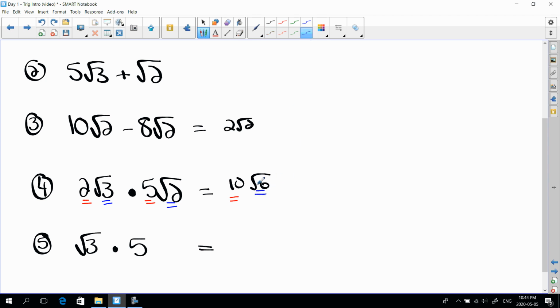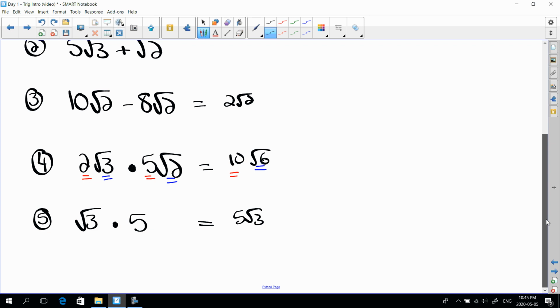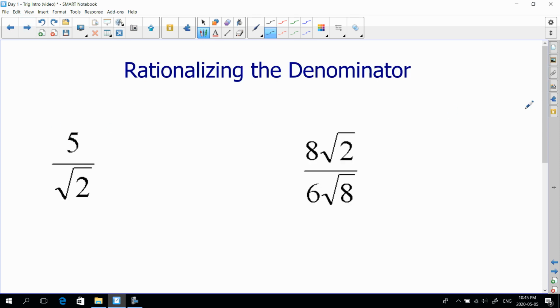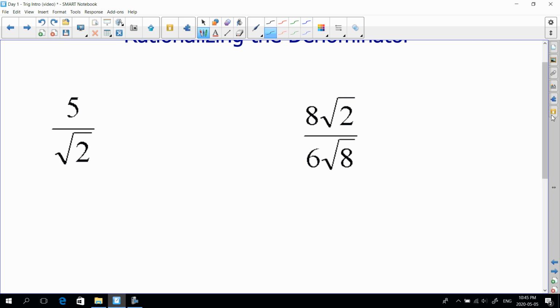And the radical 6 doesn't simplify. Prime factors of 6 are 2 and 3. I don't have a pair, so I can't bring anything out. If I have root 3 times 5, I just stick those things together. Root 5, root 3. Anything else? No. So those are just some examples of how to work with radicals. And these are skills that you should already have coming into this course.